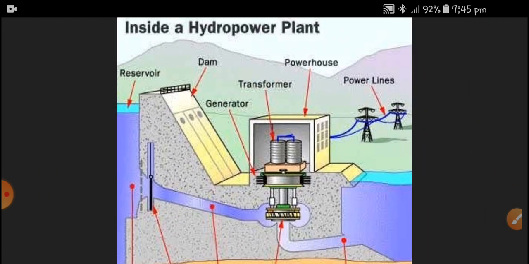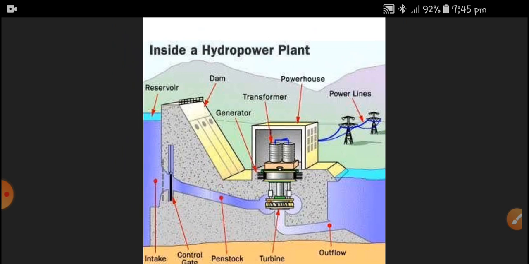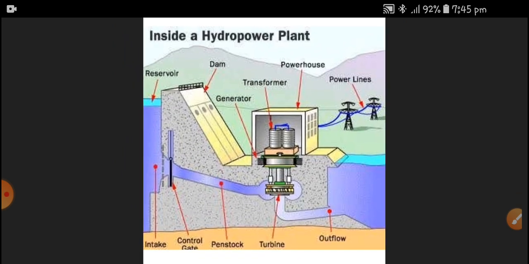The hydroelectric power station consists of a dam with a reservoir, inlet, control gate, penstock, turbine, and draft tube. From the turbine, the rotational energy is obtained as mechanical energy. This mechanical energy is converted into electrical energy by means of a generator, and it is transmitted from the generator to the main grid line through the transformer, powerhouse and the power lines.